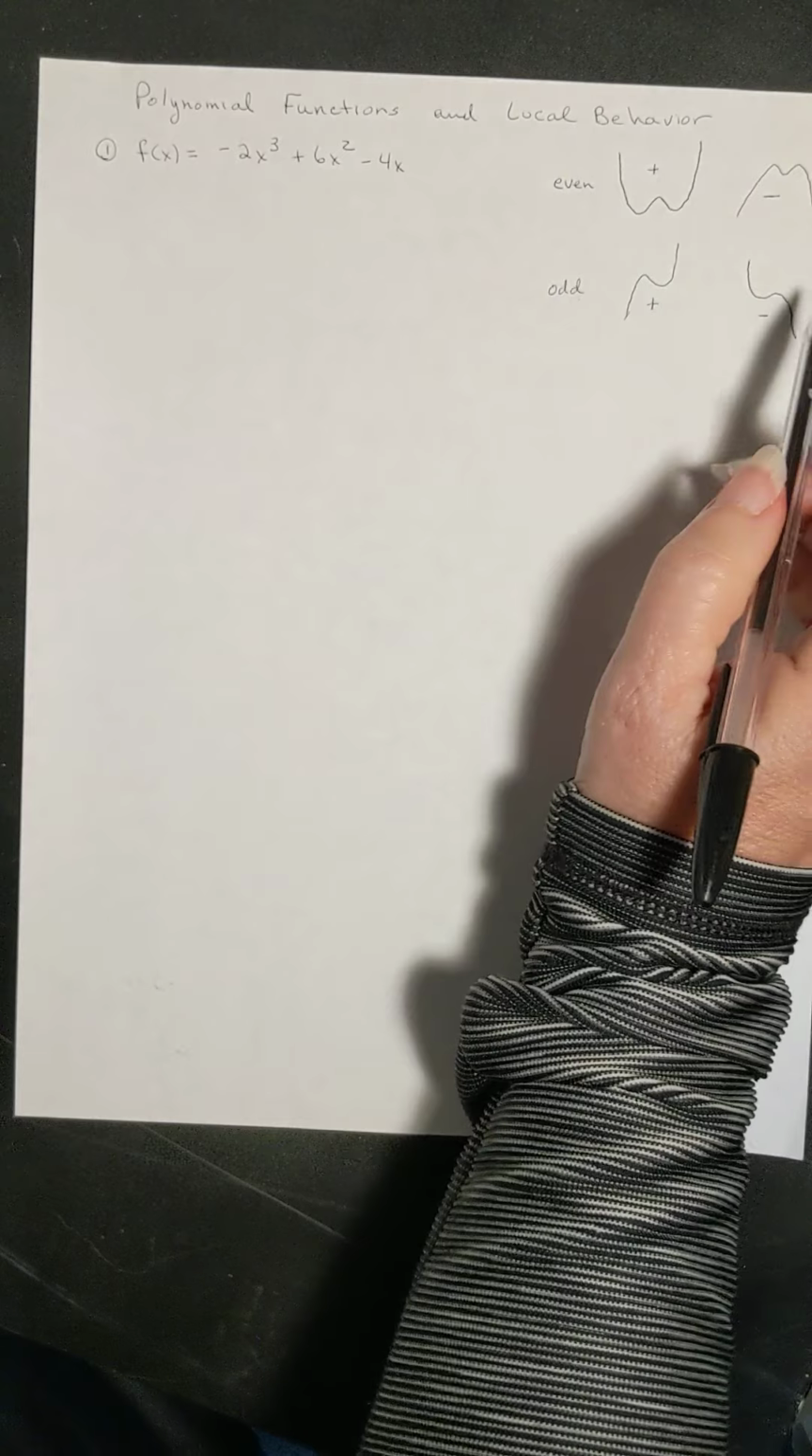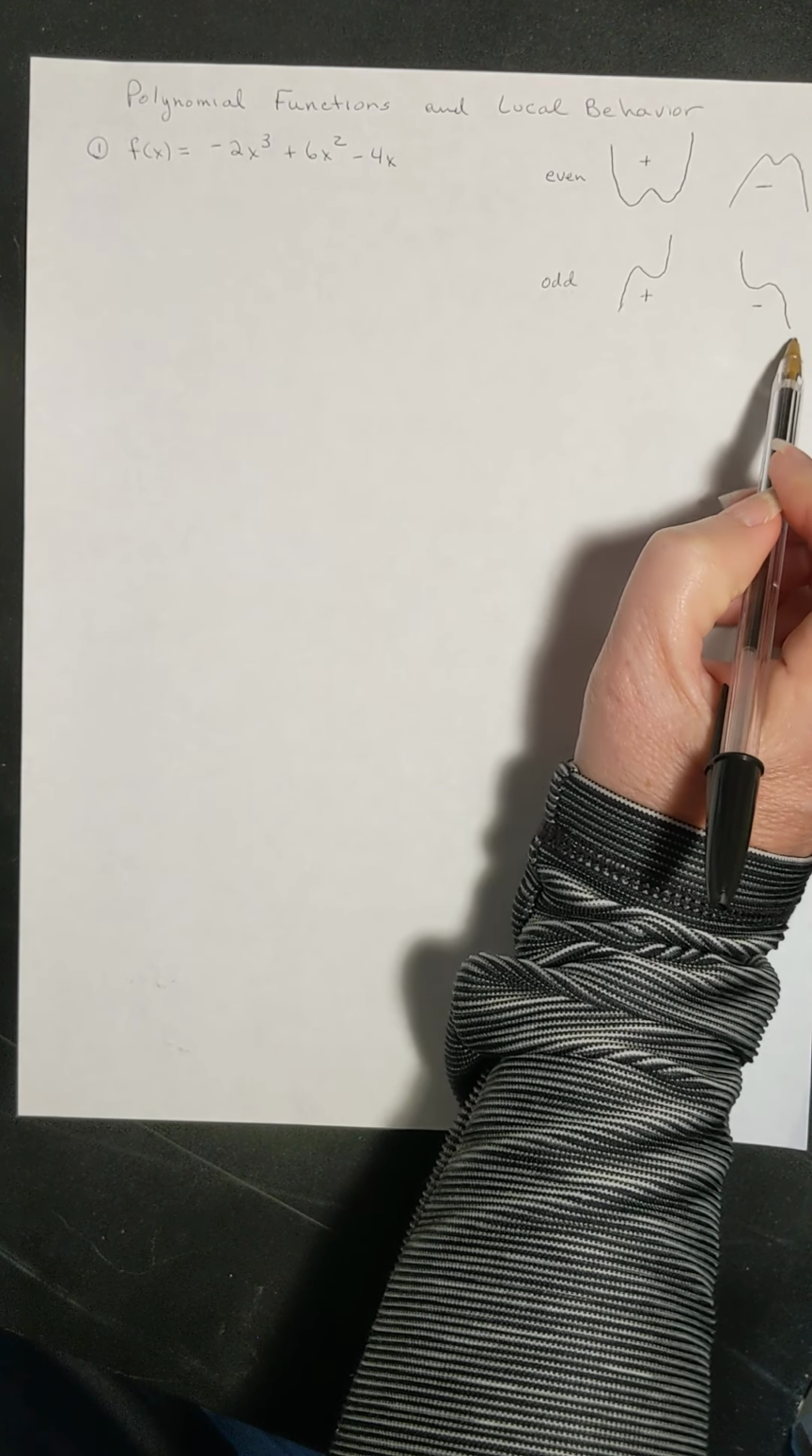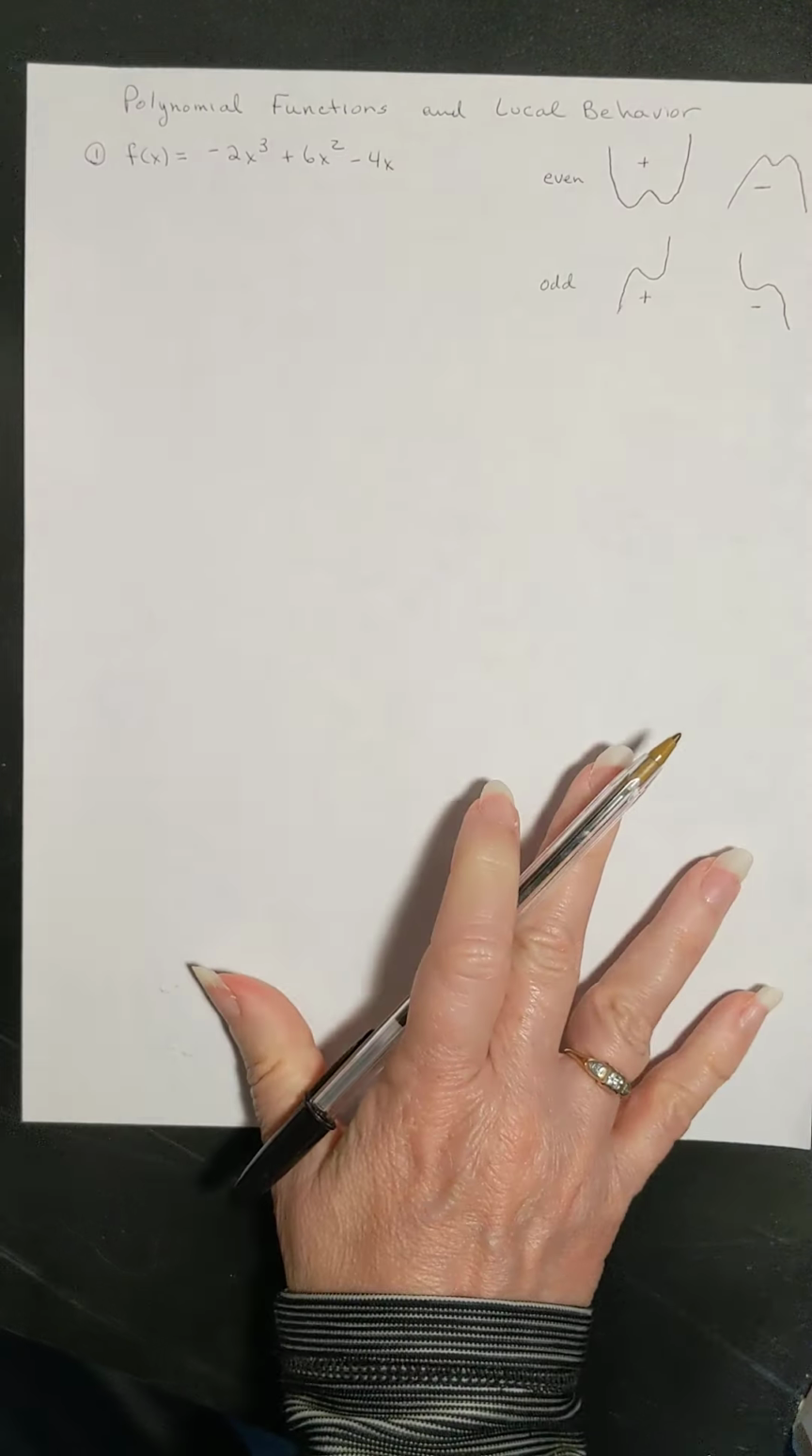On this function, as I go to the left, as x goes towards negative infinity, what is y doing? It's going up, positive infinity. And as I go to the right, or towards positive infinity, my y value is going down, so it's going towards negative infinity. So that was the end behavior that we talked about in the last video.